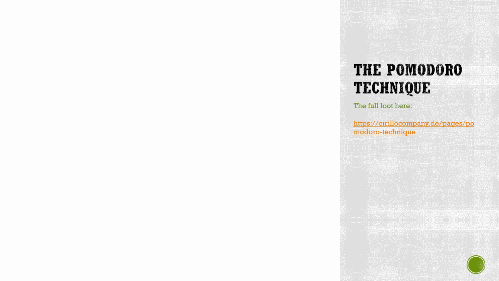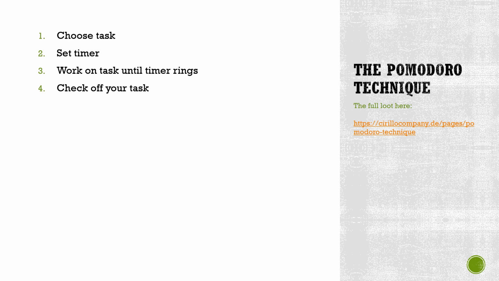So it works like this. First you choose a task, then you set a timer for 25 minutes. During those 25 minutes you work on the task until the timer rings. Then you check off your task and take a 5-minute break. And every 4 Pomodoros you take a longer 25-minute break.